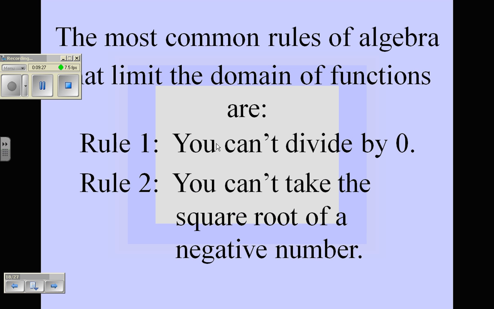The most common rules of algebra that limit the domain of the function, there's really only two that we're going to focus on in this class. Rule number 1 is you can't divide by 0. So anytime you have a fraction, you want to look at the bottom, the denominator, and see what makes it 0. And the second rule is you can't take the square root of a negative number. You get an imaginary number if you do that, and we can't graph those. So since you can't graph it, it can't belong in our domain.